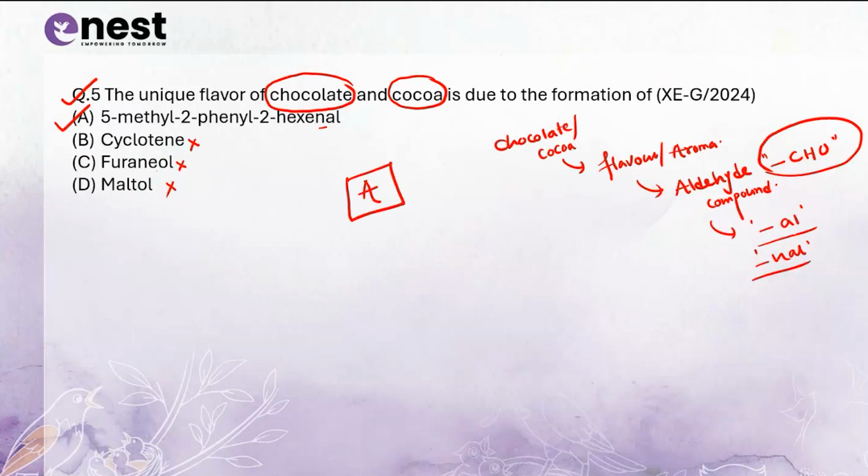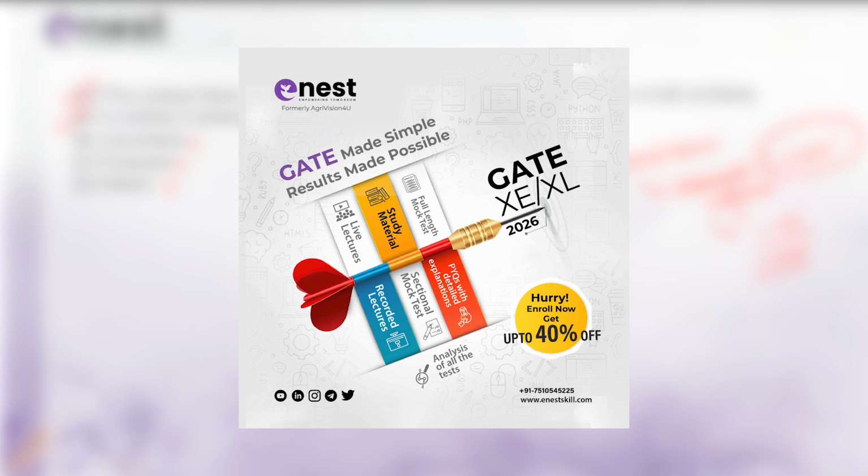So the unique flavor of chocolate and cocoa is due to the formation of 5-methyl 2-phenyl 2-hexenal, the mainly responsible aldehyde compound. Please remember, aldehyde compounds end with AL or NAL. So I hope all the questions are pretty clear to you guys.